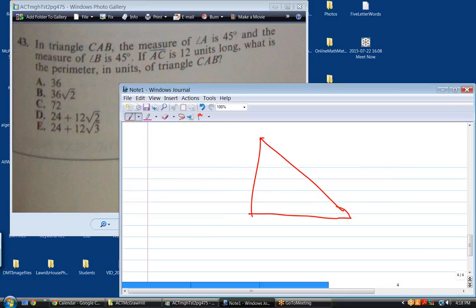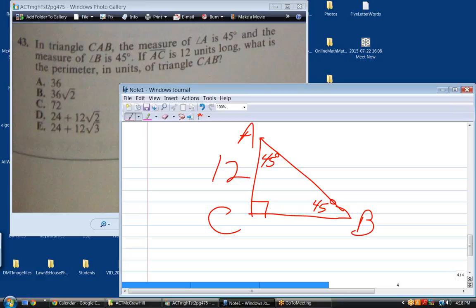Geometry problems, if you can easily draw a picture, do so. Sometimes, if they're talking about a 20-sided polygon, do not take the time to draw a 20-sided polygon. It'll take you too long. But with triangles, this isn't a bad way to go. What is angle C? 90. Okay. And we know that's A and that's B. So I've drawn the picture correct, right? Uh-huh. AC is 12.